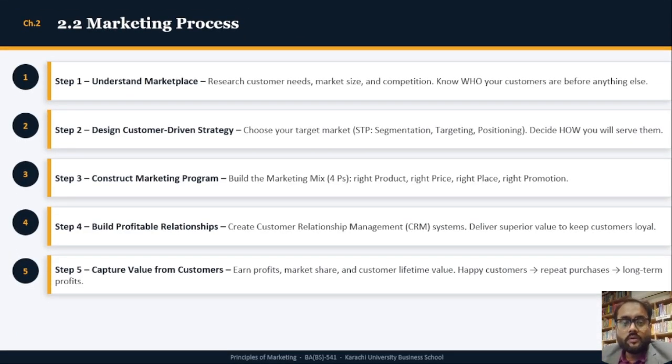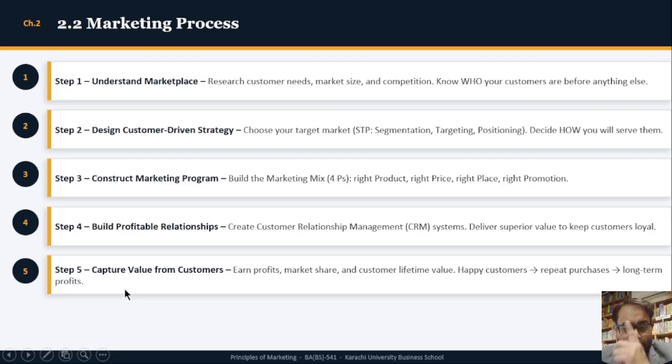So let's move toward the marketing process. We have five steps. Number one: understand the marketplace. Second: design a customer-driven strategy. Third: construct a marketing program. Fourth: build profitable relationships. Last: capture value from customers.